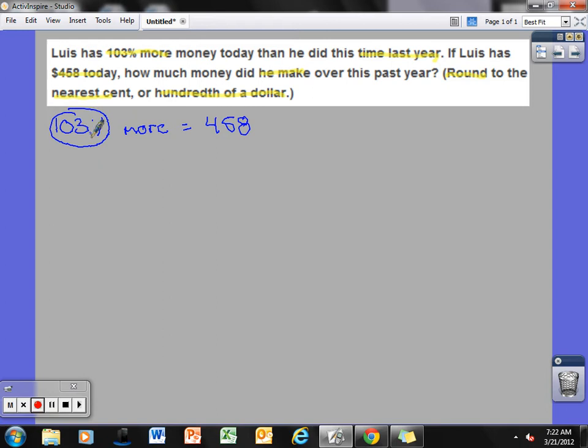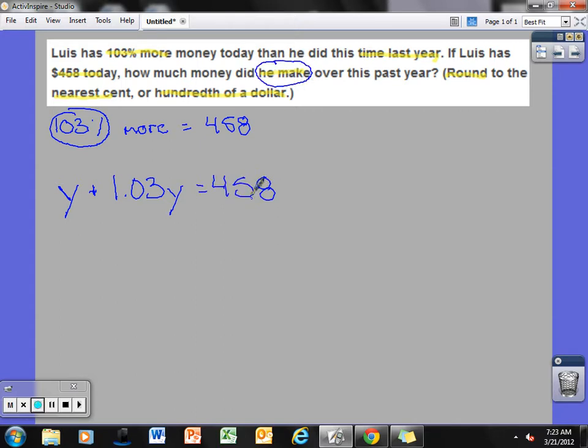Now, remember, to convert a percent into a decimal, the decimal really is to the right of the 3. So it moves over once, twice, because we're going to divide it by 100. So it gives me 1.03. Now, what we don't know is how much he had last year, so I'm just going to call that y. We're going to add to that 103%, but I'm going to call it 1.03, times whatever that y is, because 103% of that y. And that gave him a total of $458 for this year.